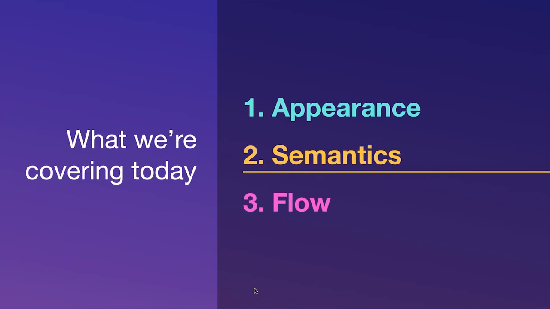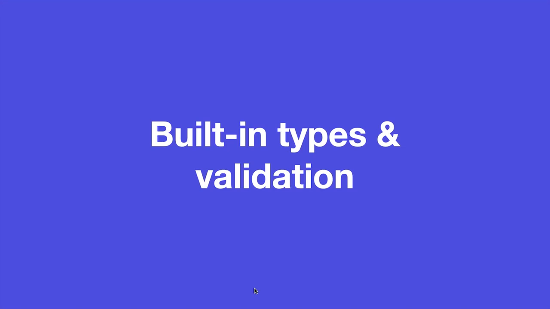Right, so that's enough about the appearance. We're going to spend most of our time today diving into semantics. So I'm going to talk a little bit of code. Hopefully that doesn't put anyone too far off. It's not going to be crazy complicated, but it'll certainly help if you know a little bit of HTML. So the first thing I want to look at is built-in field types and validations.